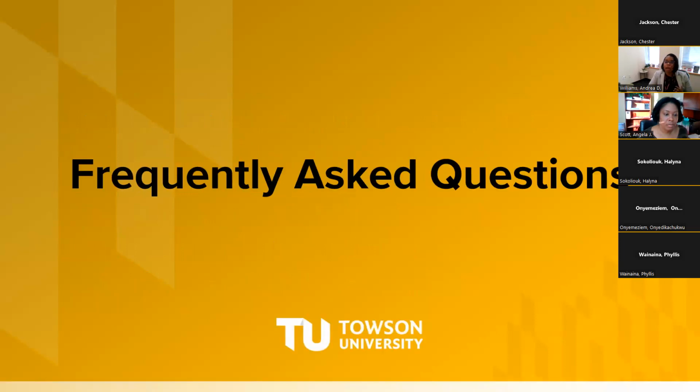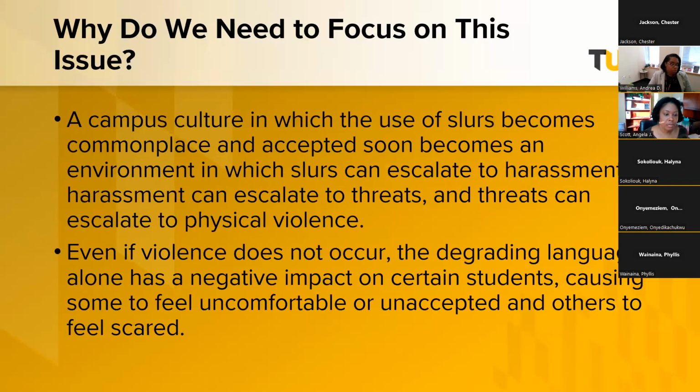So these are some of the frequently asked questions when it comes to hate crimes, freedom of expression, and bias incidents. Again, like it says, why do we need to focus on these issues? Like I said, it's about campus culture, in which the use of slurs could tend to escalate. And it could be viewed as harassment if it's directed towards a certain group or identity. Even if violence does not occur, the degrading language alone has a negative impact on a person or a certain group and can make them feel uncomfortable and unwanted, and that's not what we want on the campus.